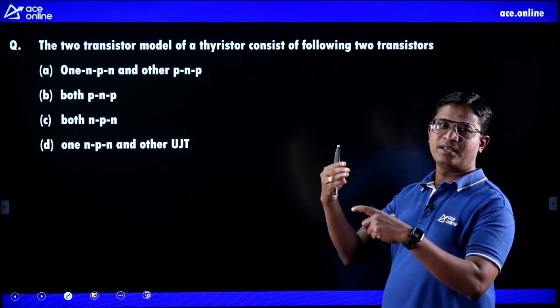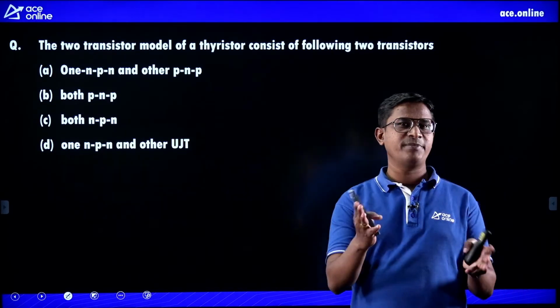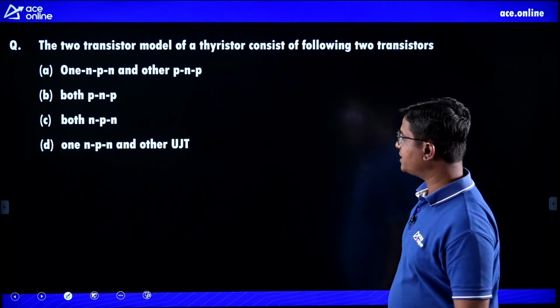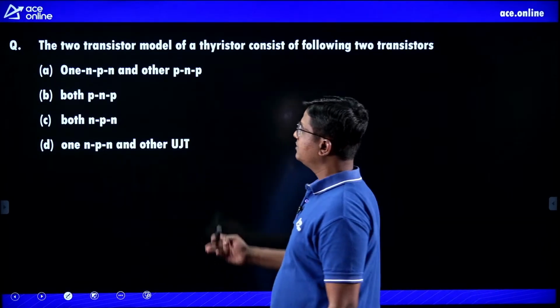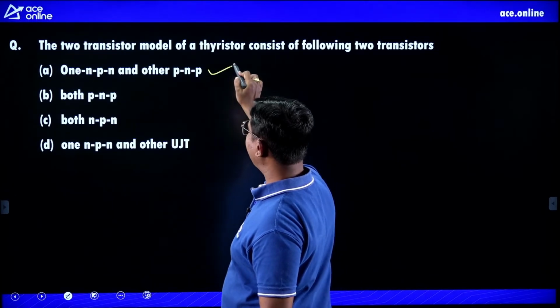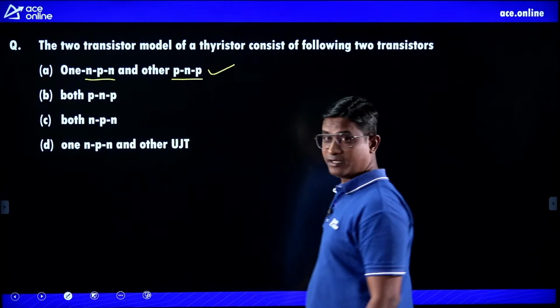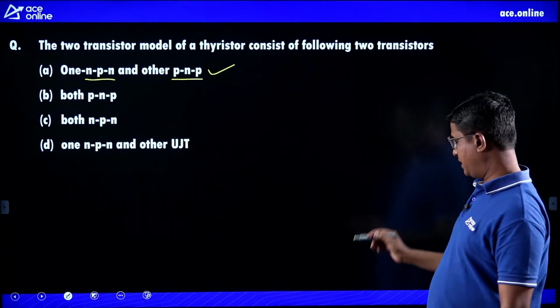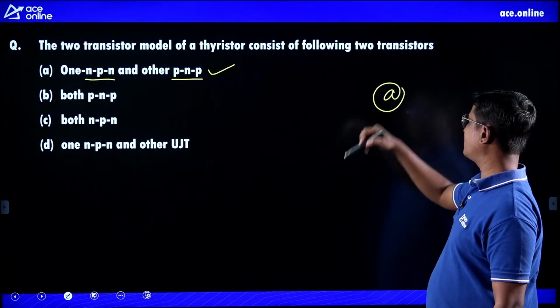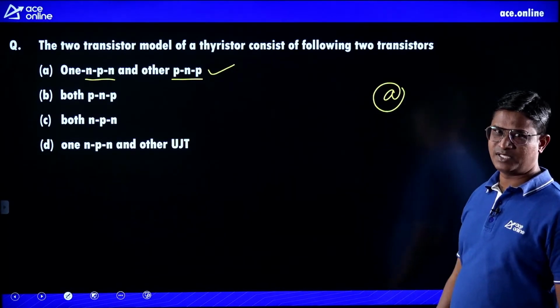We know the PN device structure is divided as PNP and NPN, right? So the correct answer is one PNP and a second one NPN. NPN and PNP. All right, option A is the correct option. Look, very simple questions they have asked, very simple questions.